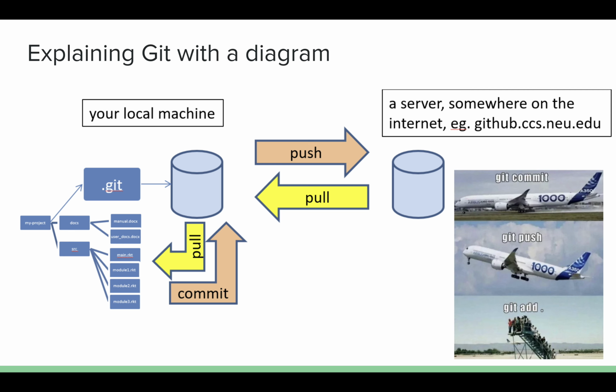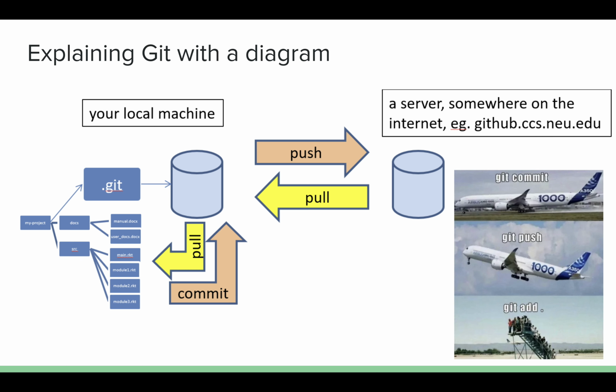Let's say you've made multiple changes across multiple files. You can choose to add only a certain section of the changes and then commit them. And then push sends the changes to the server. So this is a good way of thinking about it.